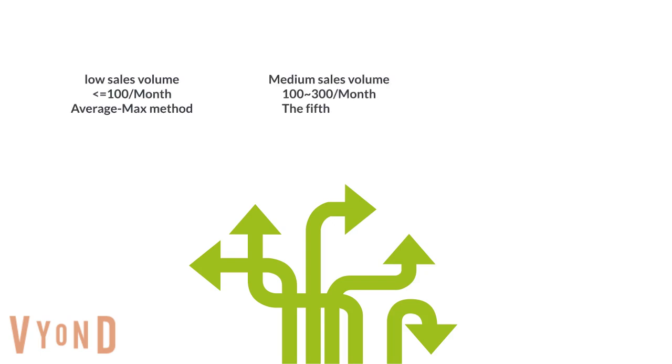Here is some advice for choosing the right safety stock calculation. For a company with low sales volumes of 100 units or less, we recommend using the average max method. If the sales are between 100 and 300, it's best to use the fifth method. For any businesses facing a high degree of uncertainty, the third method would be more suitable.